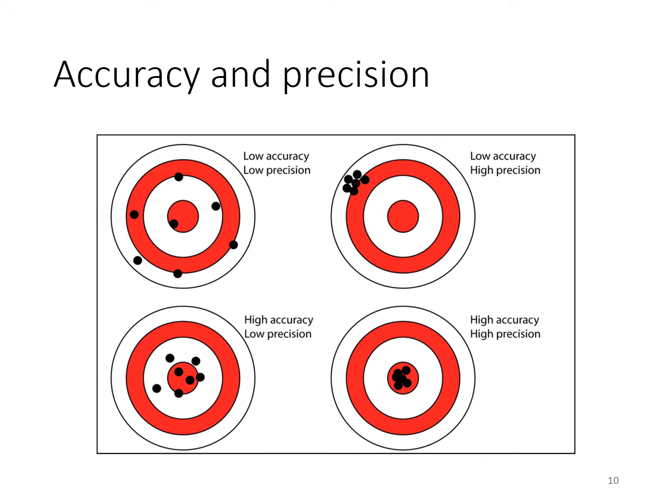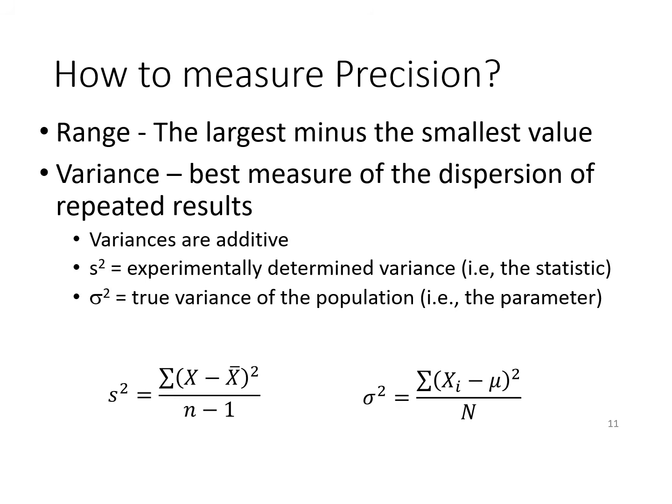And then in the lower left-hand figure, we have a high accuracy. It's all centered roughly around the bullseye, but we have a low precision. There's a significant amount of scatter in this data. So how do we measure precision? One way is to use the range. And here we're just looking at the largest value and the smallest value, and the range is just the largest value minus the smallest value, but this means that we lose all of that data in between these two extreme values.